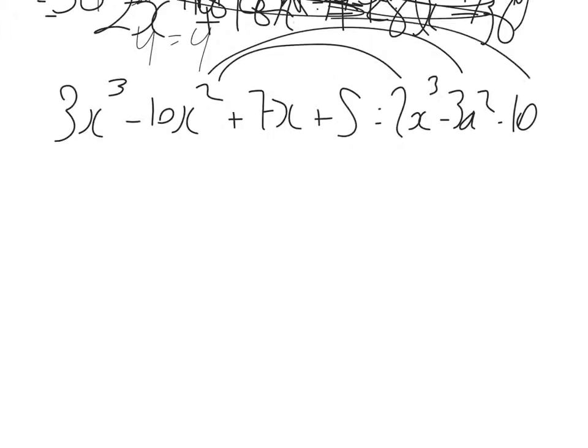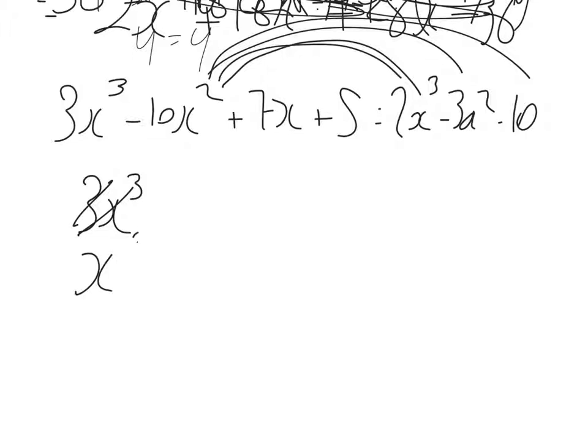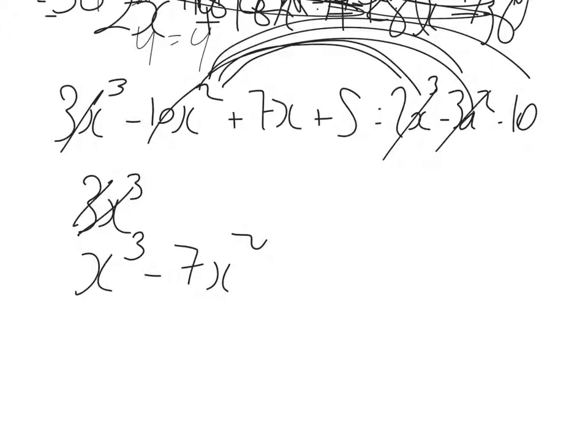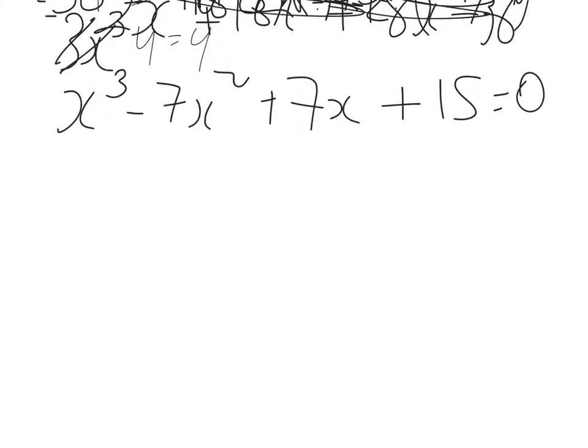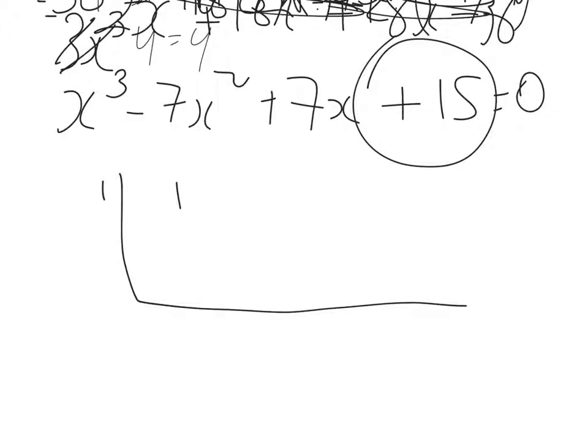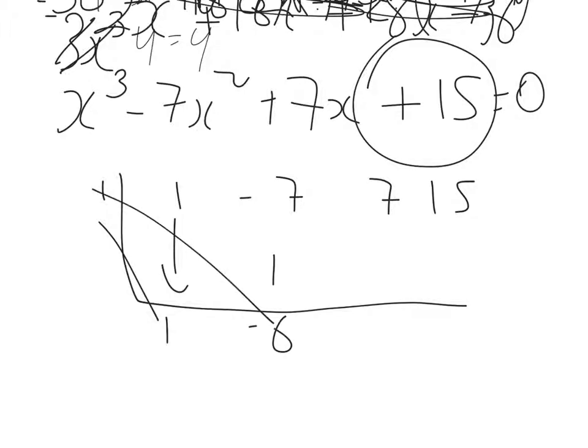I'll then bring these across, change their sign, so it'll be 3x cubed minus 2x cubed is x cubed. Then minus 3x squared will come across and become plus 3x squared, so that's minus 7x squared. Plus 7x. Minus 10 will come across and become plus 10, so that's plus 5 plus 10 is plus 15 is equal to 0. So we can now do some synthetic division, and again it's the plus or minus factors of 15, so let's try 1, see if that works. So 1, minus 7, 7 and 15, drop the 1 down, and that'll be 1 times 1 is 1. 1 minus 7 is minus 6, times that by 1 is minus 6 again. 7 minus 6 is 1, multiplied by 1 is 1, so that gives me 16.